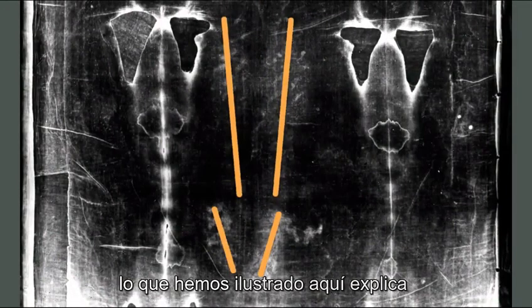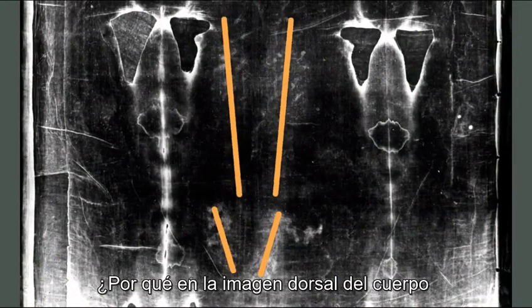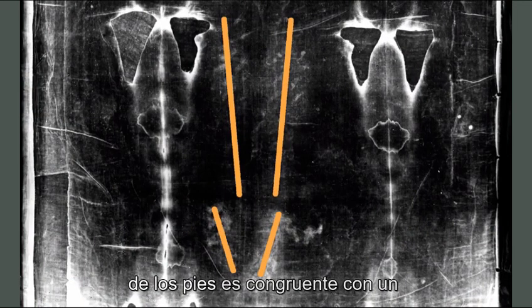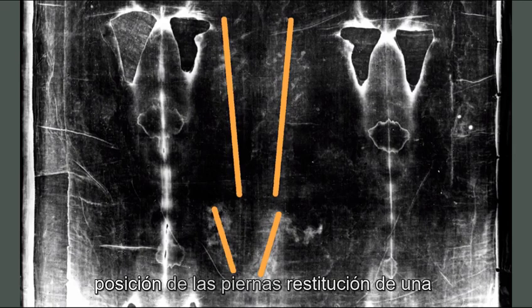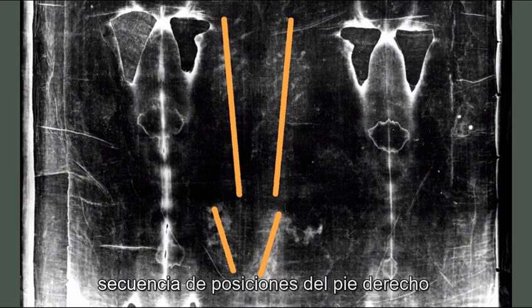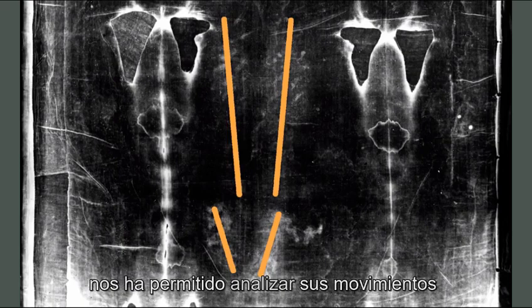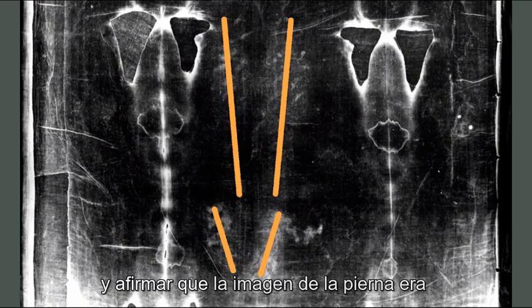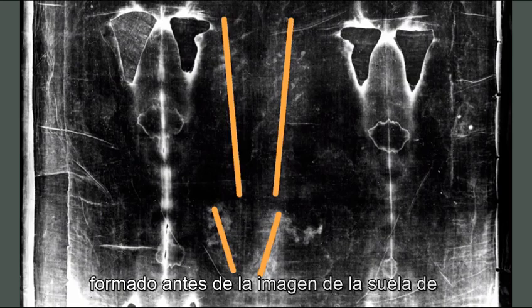What we have illustrated here explains why, in the dorsal image of the body, the most discernible position of the soles of the feet is incongruent with the position of the legs. Restitution of a sequence of positions of the right foot has allowed us to analyze its movements and affirm that the image of the leg was formed before the image of the sole of the foot.